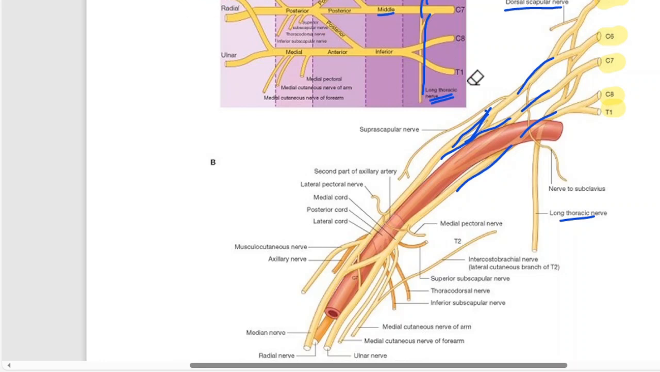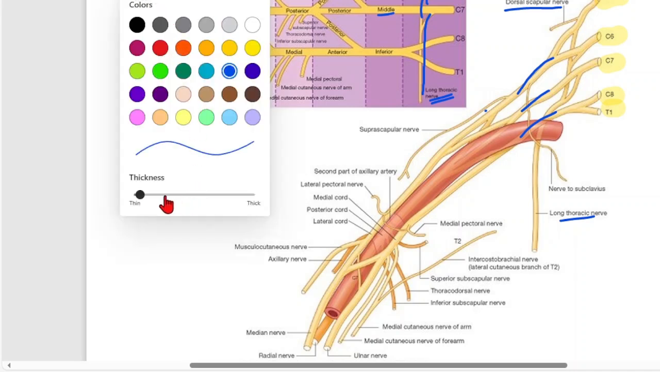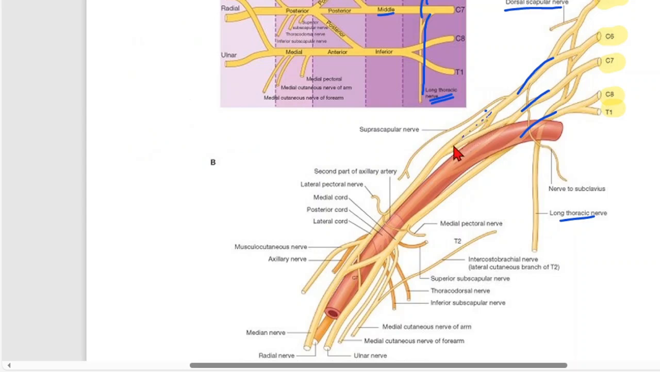So you can see it. The anterior division of the superior trunk and the middle trunk form a cord, and this is called the lateral cord, because in relation to the axillary artery they are on the lateral side. And this is the medial cord, because it is medial to the axillary artery.